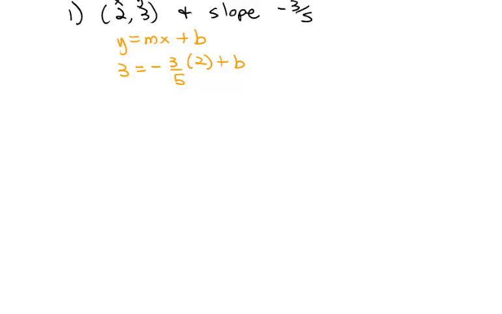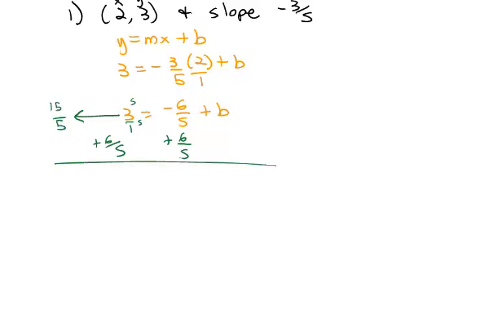Can't do any reducing, so we're just going to multiply. 3 equals negative 6/5. Remember, we multiply straight across, plus b. Then to get our b, we're going to add the 6/5 to both sides. It might be easier to think about the 3 as 3 over 1 right now. Common denominator is 5. So if we multiply by 5, we get 15/5 plus 6/5 is 21/5 equals our b. Hopefully you know how to get a common denominator on fractions and add them. We're not going to review that here.